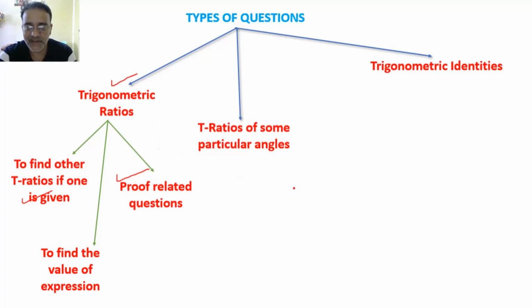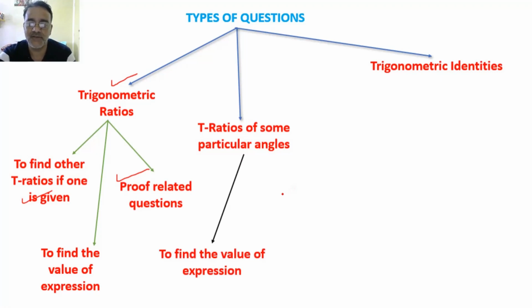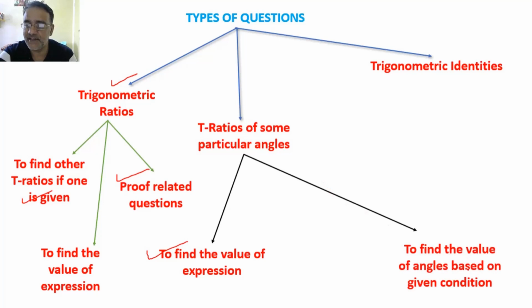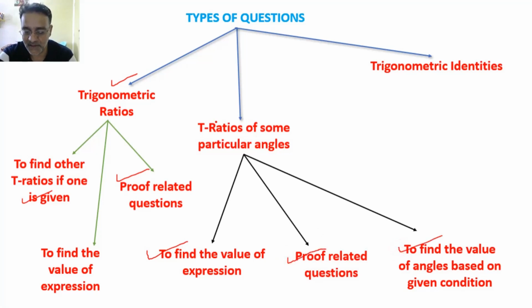The next one is t ratios of some particular angles. The first one is to find the value of expression. This is the common type of question for these t ratios of some particular angles. The second one is to find the value of angles based on some given conditions. And the third one is proof related questions. So these three types are there for this category.